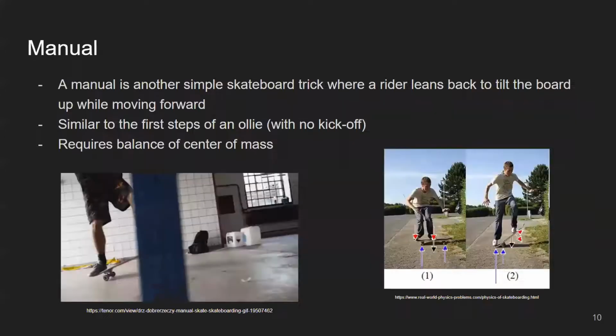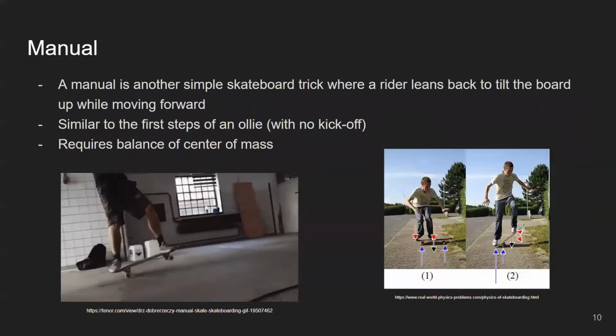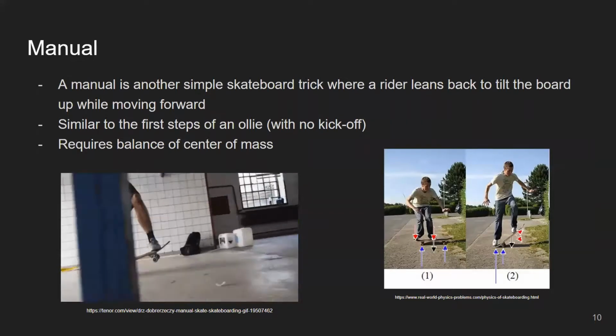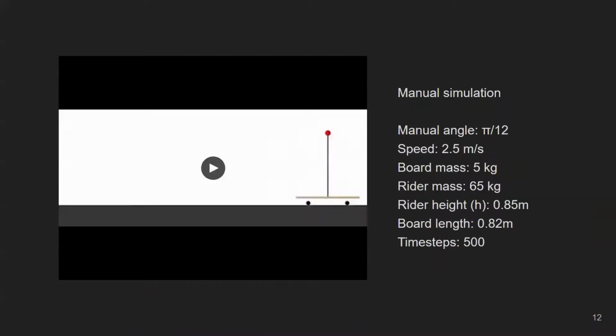A manual is another simple skateboarding trick where a rider balances their weight backwards to tilt the board up while moving forward, basically identical to an ollie before kickoff. As one can see, contact constraints are quite similar between the two tricks. To impose a constant angle, the orientation of the board's velocity, phi dot, is restricted to 0 over the middle of the trick. Results were generated and a simulation can be shown below.